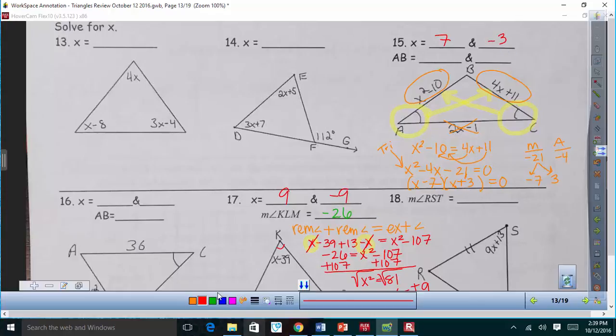And then our last step is to find the measure of AB. So I would plug these back in. If I plug in 7, that gives me 7 squared minus 10. So 49 minus 10 is 39. And then I do the same thing with negative 3. Negative 3 squared is 9. 9 minus 10 is a negative 1. Is that a good length? No, so mark it out.